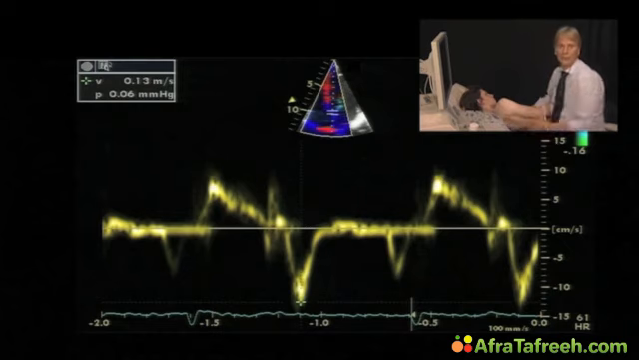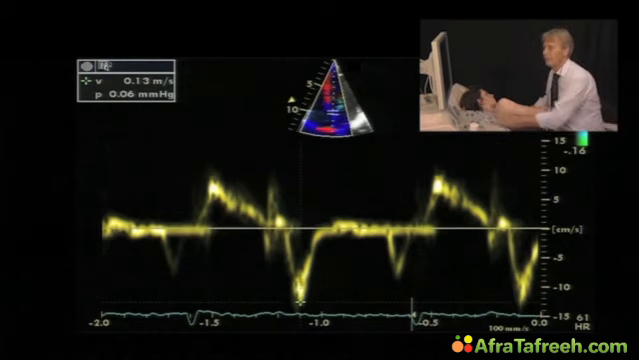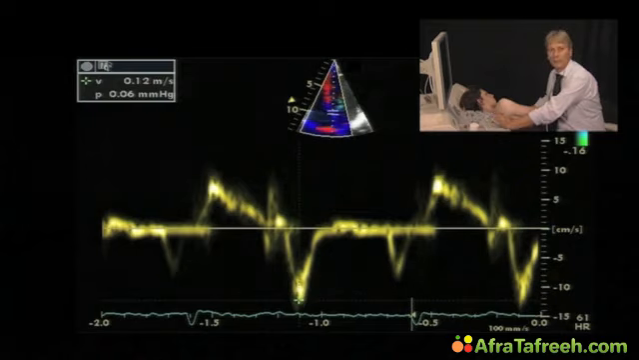What you would need for the E to E prime ratio is this velocity. In this case, it would be 0.12. So you had a normal E velocity of something in the range of 6 or 7, so the ratio somewhere in the range of 5 to 7 would be his normal E to E prime ratio.